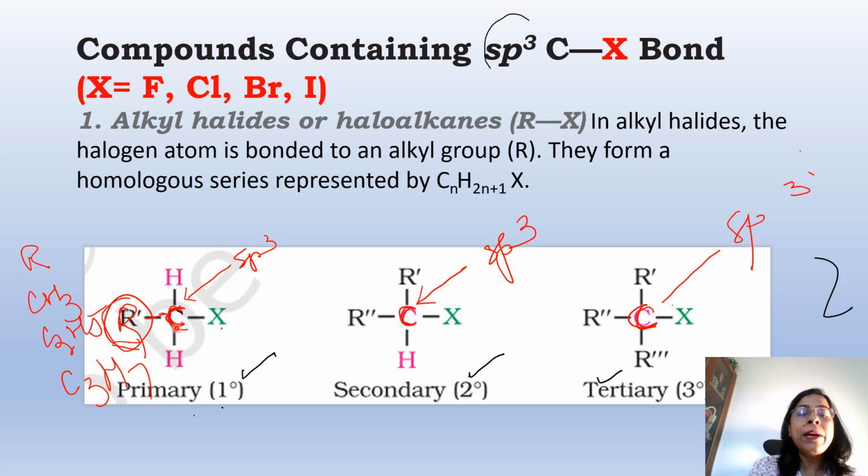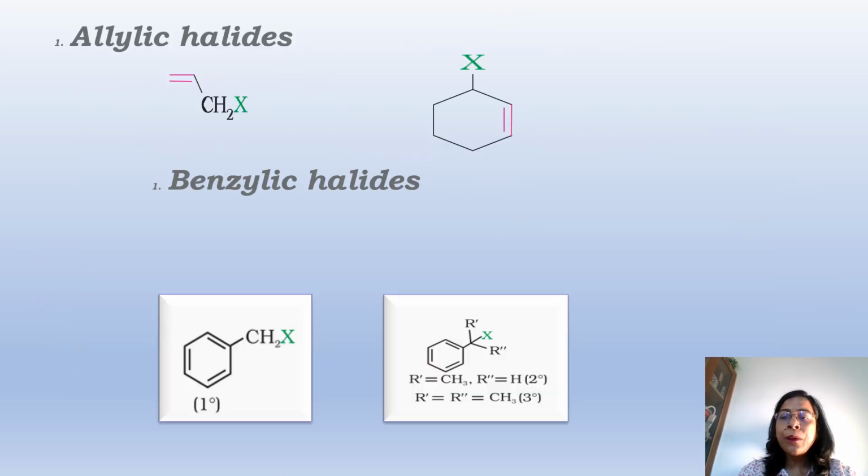Therefore, I will call it a primary or 1-degree carbon. This carbon in the middle is surrounded by two carbon chains and one hydrogen. I'll call it a secondary carbon, and we are talking about the carbon to which halogen is attached, right? So this middle carbon, which is attached to halogen, is surrounded by three carbon chains, which is why I call it a tertiary carbon atom, right?